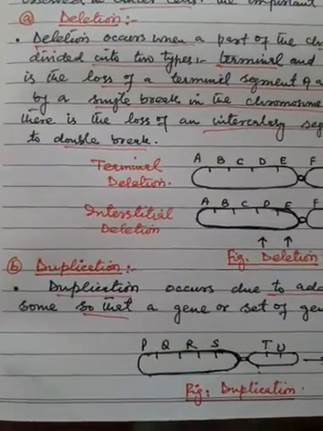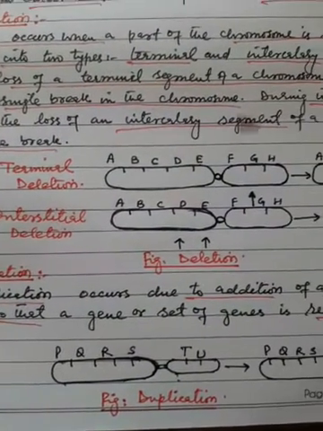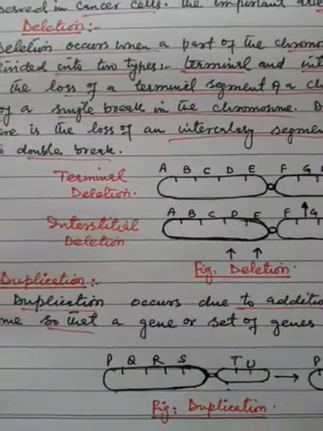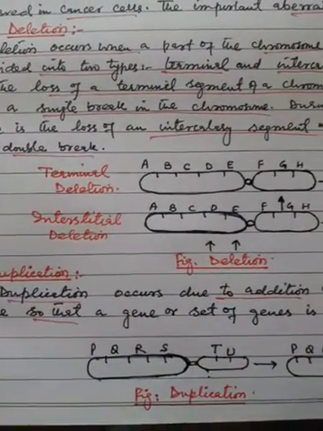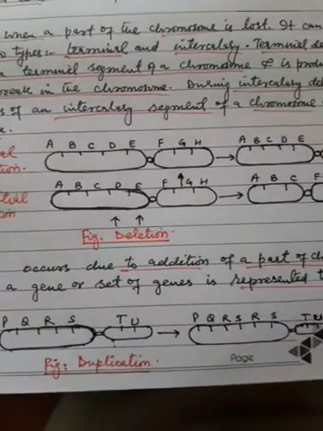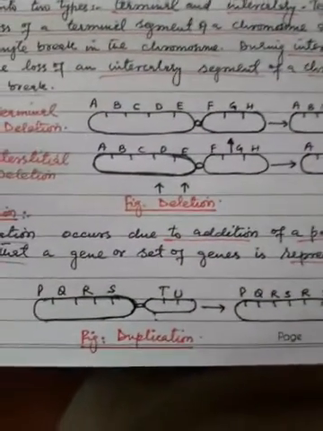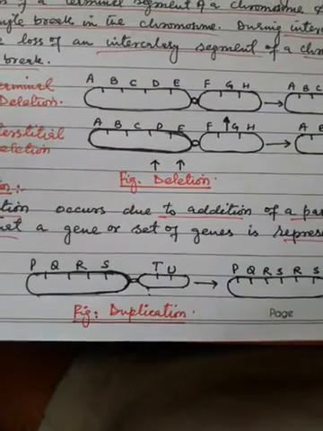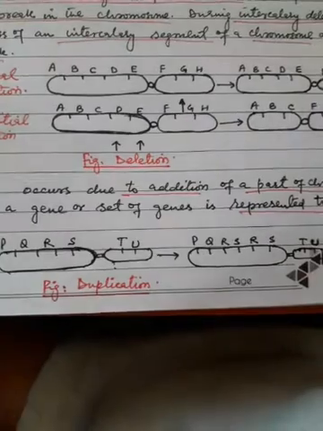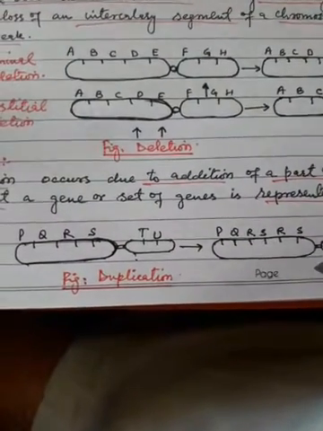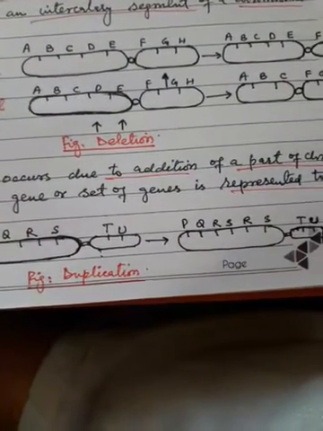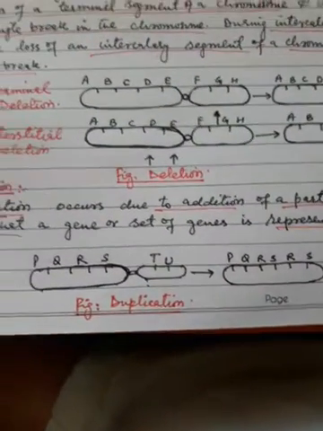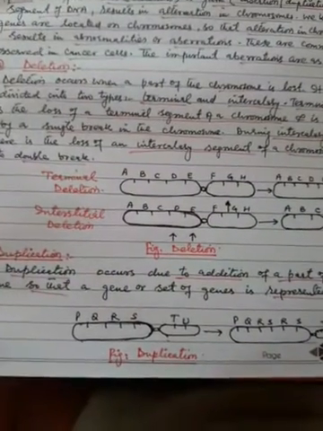Now we have duplication. Duplication occurs due to addition of a part of a chromosome so that a gene or set of genes is represented twice. The figure is self-explanatory in showing the duplication. P, Q, R, S, T, U: you can see P, Q, R, S, then R, S is again there, it is twice, then T, U. Rest will be in our next offline class.